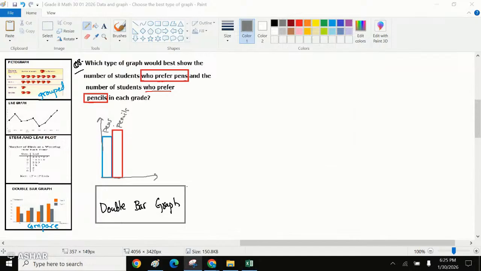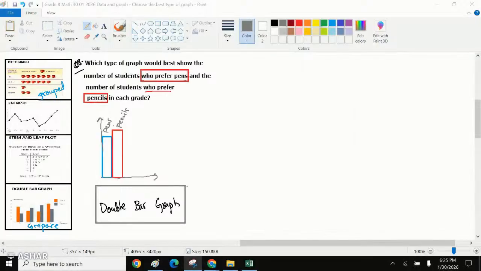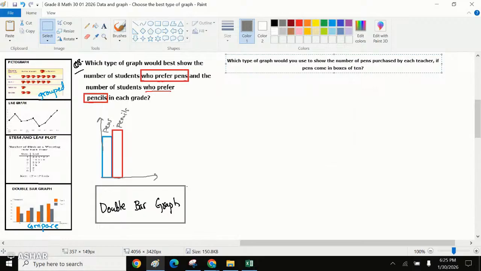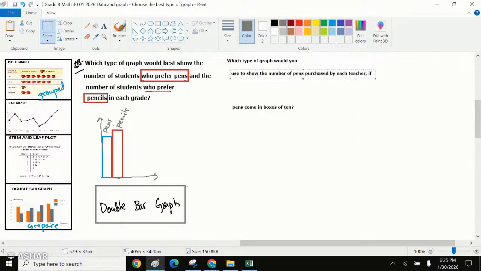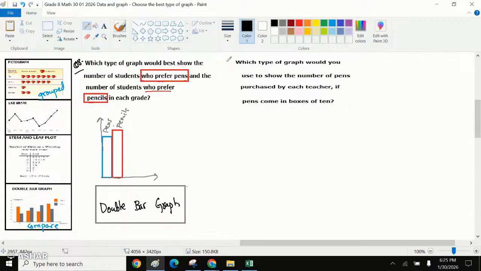The next question says, which type of graph would you use to show the number of pens purchased by each teacher? Question number 9. For question number 9, I'll realign this. Which graph would you use to show the number of pens purchased by each teacher if the pens come in groups of tens? If we can buy the pens in groups of tens. So let's see for question number 9.